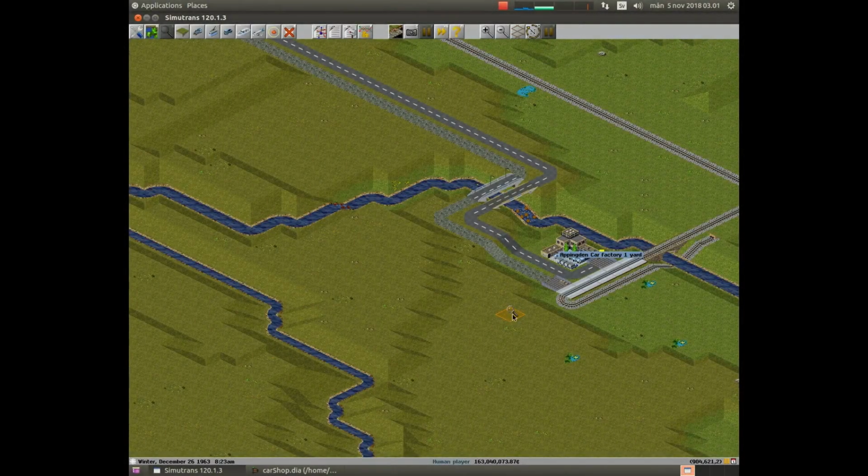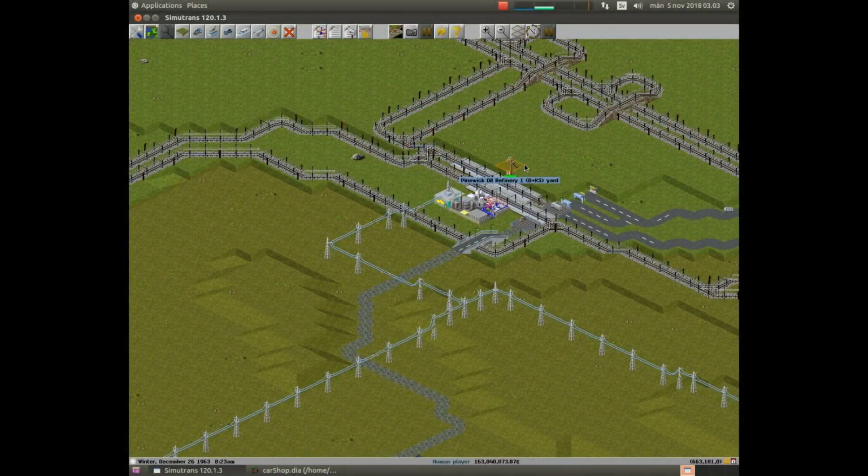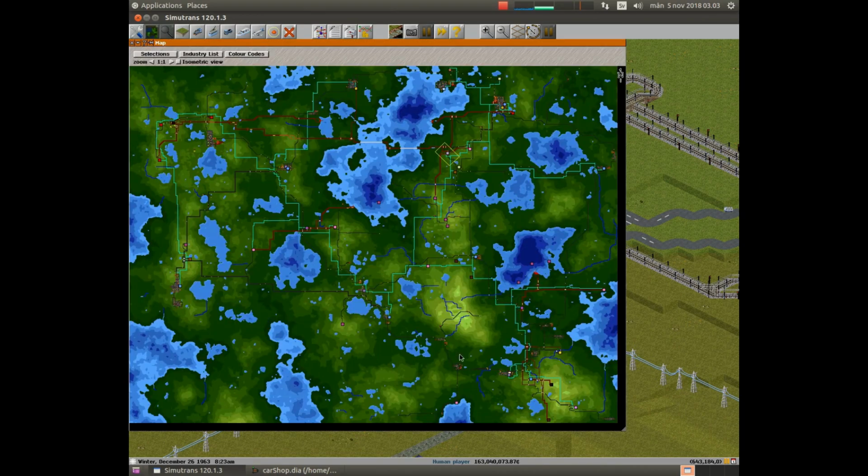At the car factory, one incoming truck for the steel, and here plastic coming in and finished car out. And here at the refinery, we will have an outgoing line for plastic. There is a lot of cargo involved in this system, so I have built a new train system down here to handle the big volume.